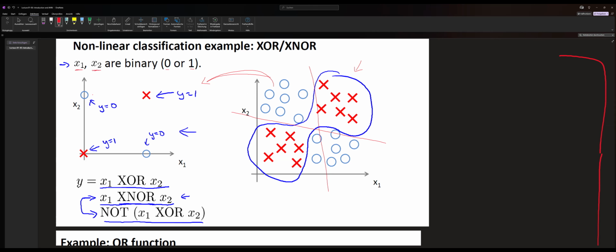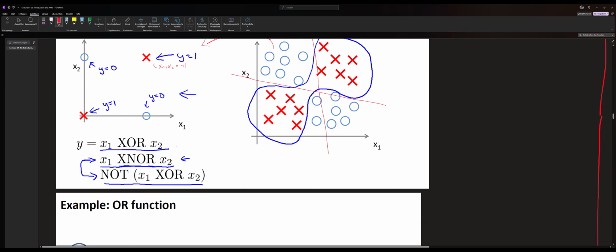And this means we have 4 combinations. There's a combination where both are 1, right? We have x1, x2 both 1. X2 is 1, x1 is 1. So here we have the value where x1 is 1 and x2 is 0, and so on.